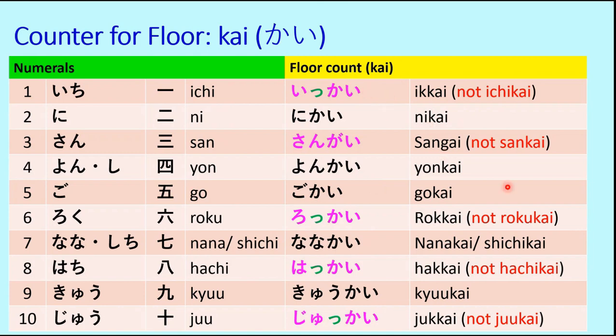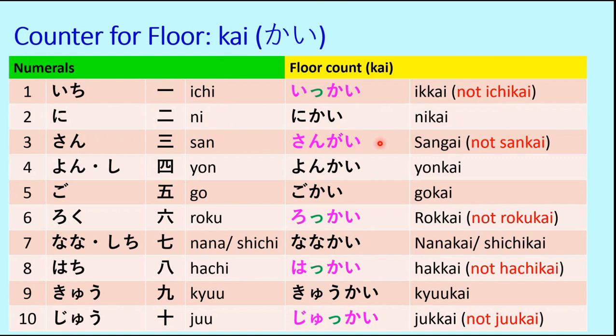In the last lesson, while discussing the counter for age, this was issai, nisai, sansai, yonsai, gosai, rokusai, nanasai, hassai, kyusai, and jussai. Here also we have exceptions, and we have more exceptions for the floor counter than the age counter.